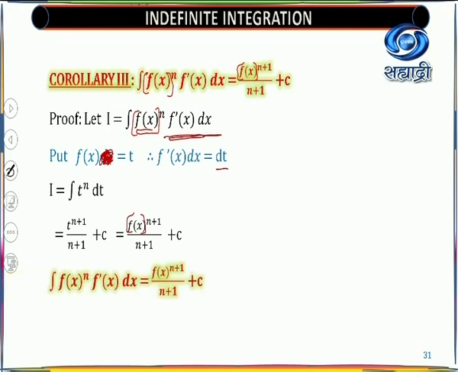So what will be your final answer? Finally, we say that this is our corollary: integration of [f(x)]^n f'(x) dx equal to [f(x)]^(n+1) upon n plus 1 plus constant of integration. This is about corollary 3.